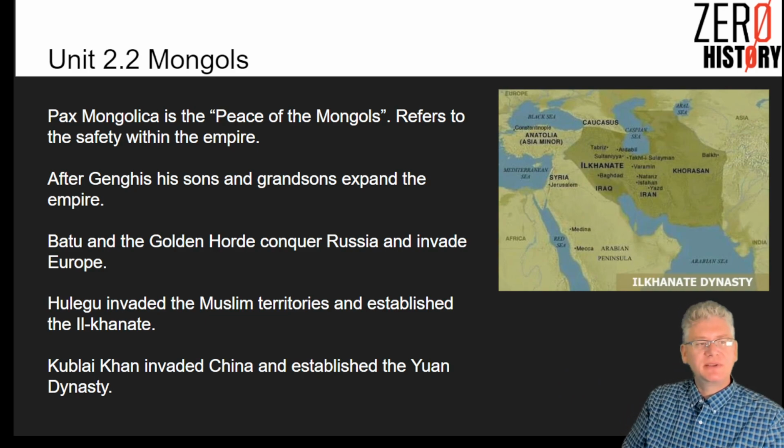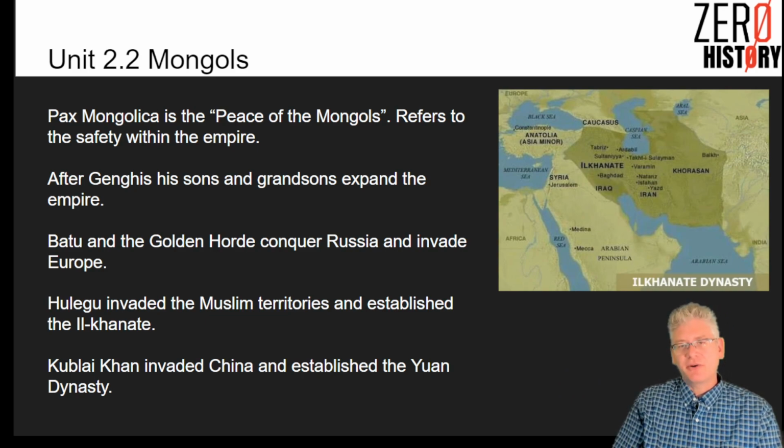And so that is going to end up leading to one of the big problems for the Mongols: how do you govern this gigantic empire? And they don't really end up having an answer, which is why the empire sort of falls apart over time.